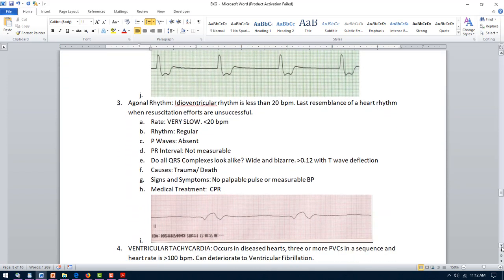Agonal rhythm. This is after an idioventricular rhythm. It's basically an idioventricular rhythm, but it's less than 20. So it ain't much. There's no pulse, there's no blood pressure.